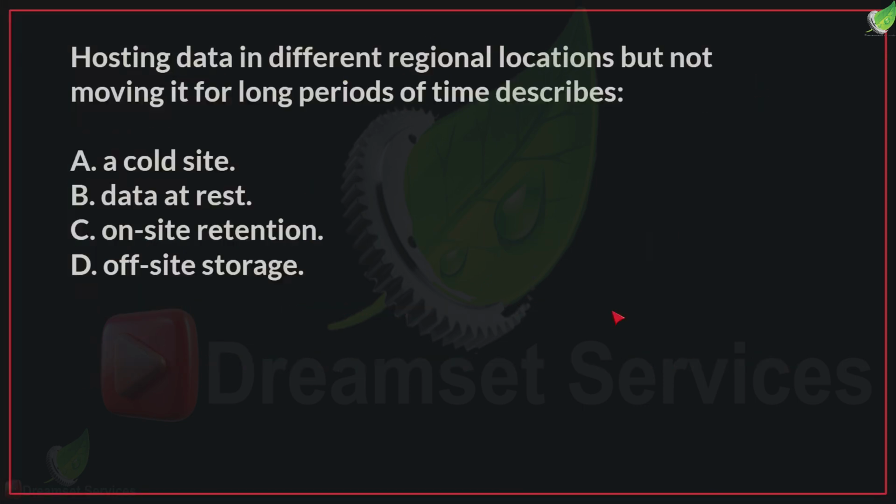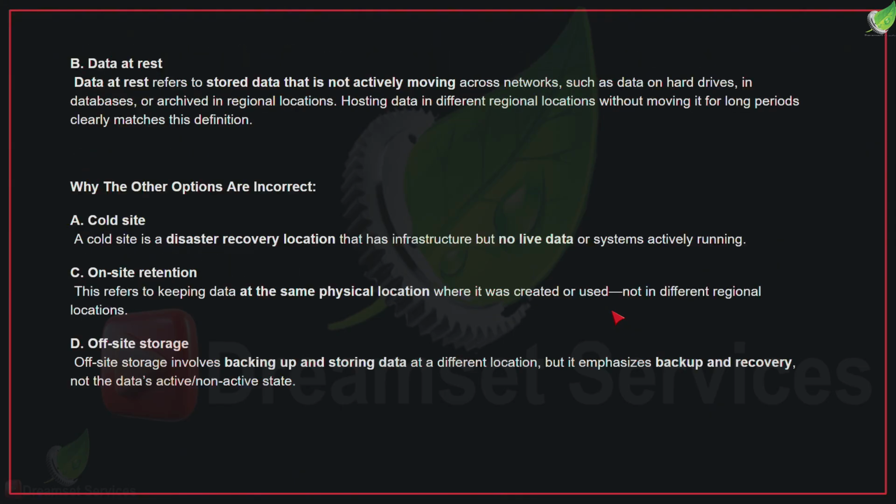Deduplication. Hosting data in different regional locations but not moving it for long periods of time describes... The correct answer is B. Data at rest. Data at rest refers to stored data that is not actively moving across networks, such as data on hard drives, in databases, or archived in regional locations. Hosting data in different regional locations without moving it for long periods clearly matches this definition.